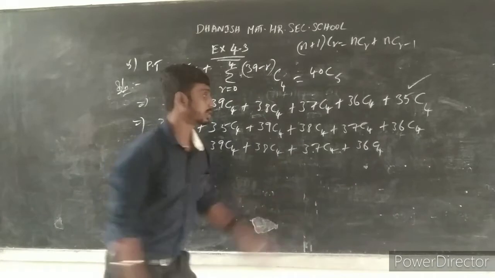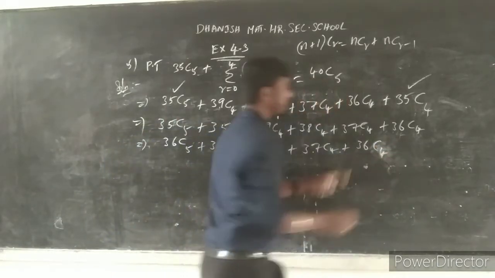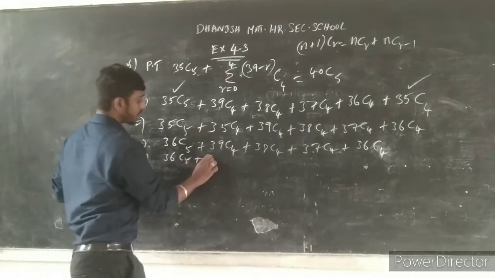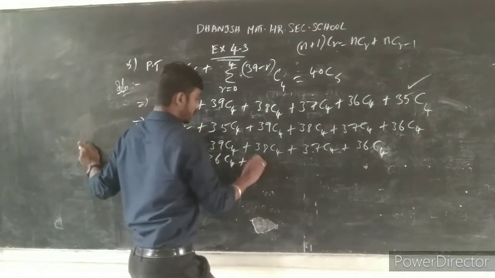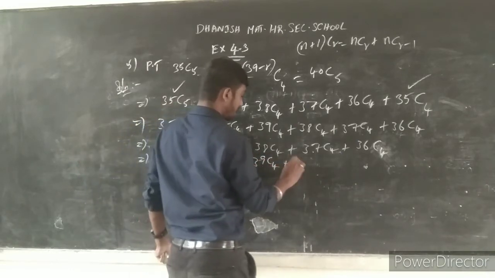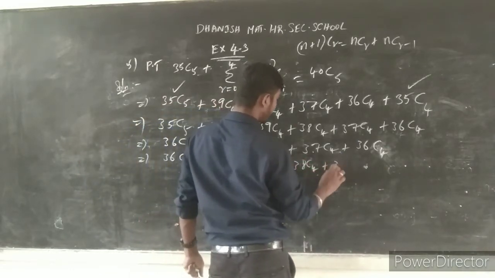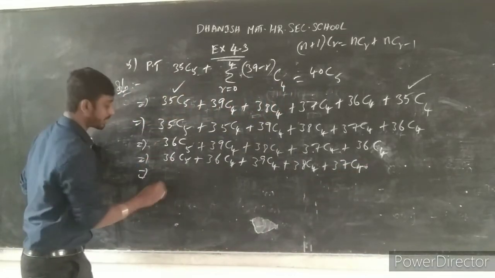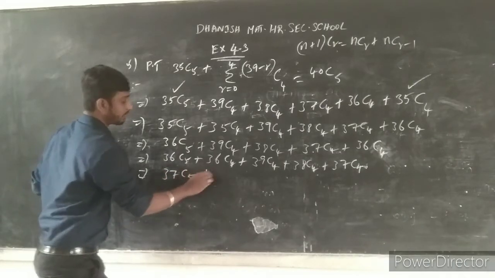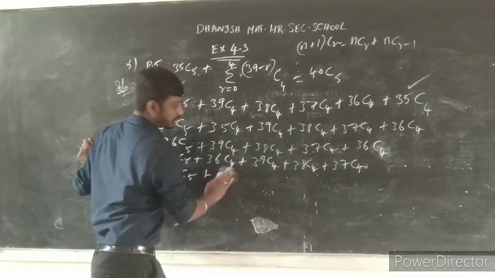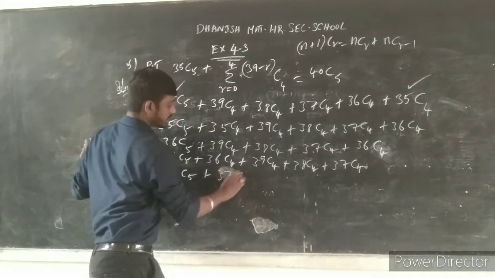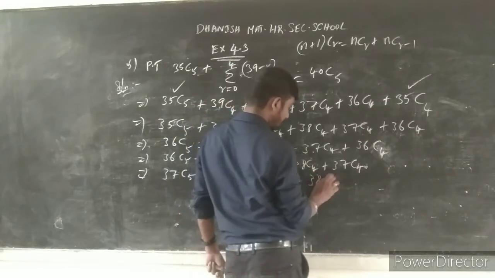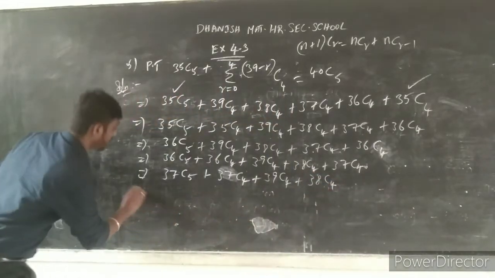Now combine this. Now take this one: 36C4 plus 36C5. Now write like this: 36C5 plus 36C4 plus 39C4 plus 38C4 plus 37C4 here. So write like this using the same formula. You will get 37C5 and 39. So now combine this one: 37C4 plus 39C4 plus 38C4. Here we are using the same formula.